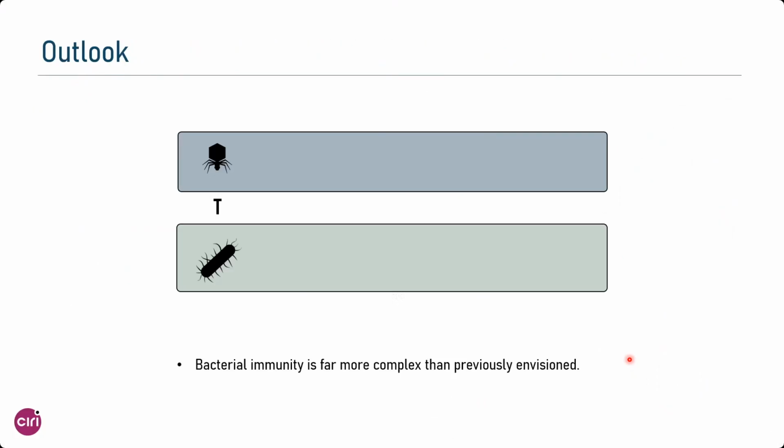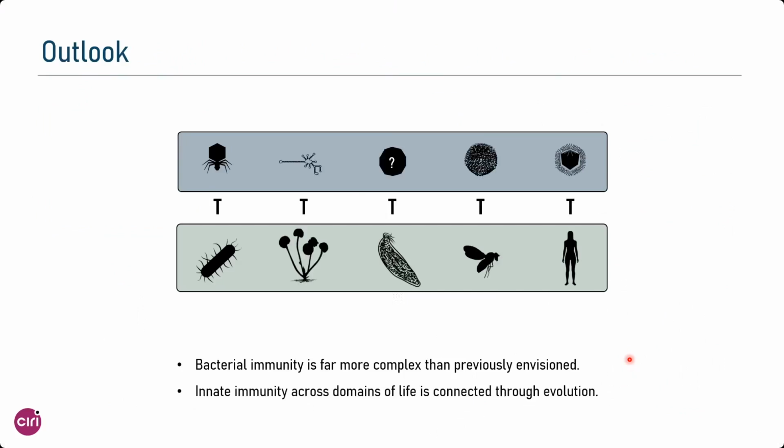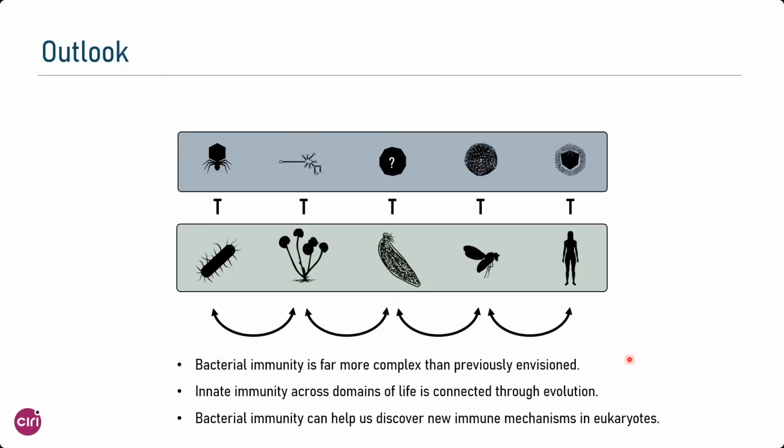To wrap up, I hope I convinced you that bacterial immunity is far more complex than previously envisioned. We are realizing now that bacteria have a huge arsenal of defense systems beyond classical RM and CRISPR-Cas systems. And we're also realizing that innate immunity across domains of life is actually connected through evolution. In this way, bacterial immunity can help us to discover new immune mechanisms in eukaryotes using comparative immunology.